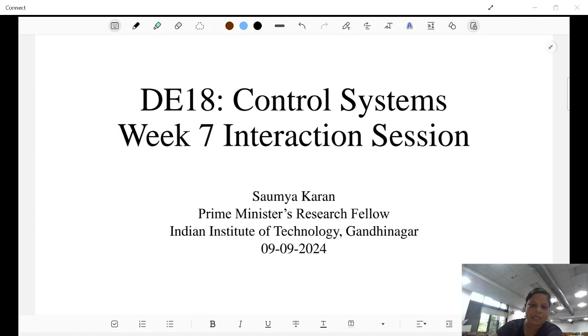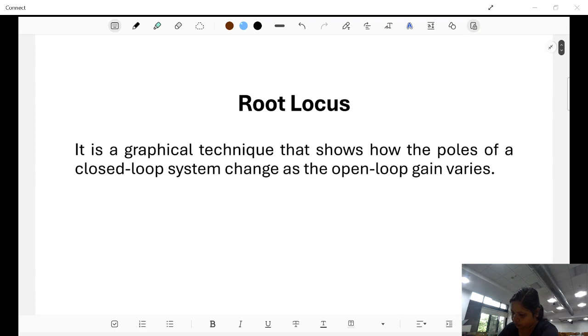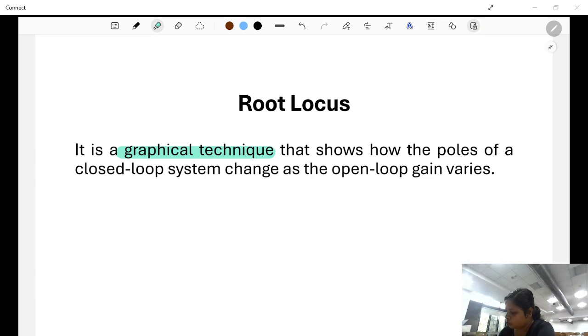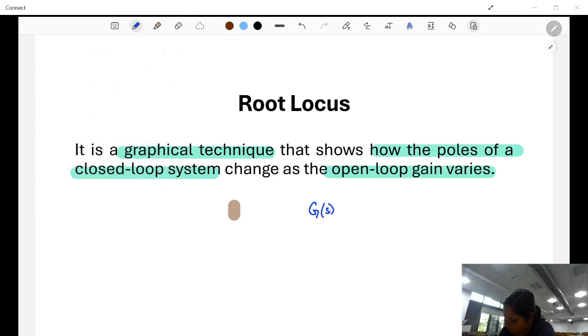We'll see that, but before that, a brief recap of what root locus actually does. It is a graphical technique, as you might have already seen from the lecture, that essentially helps you to know how the poles of a closed loop system change as the open loop gain varies. So you already have an open loop transfer function. Let's say it is G(s) into H(s). This is your open loop transfer function.